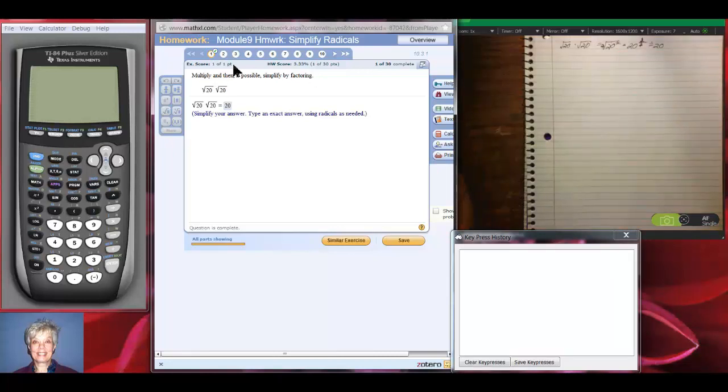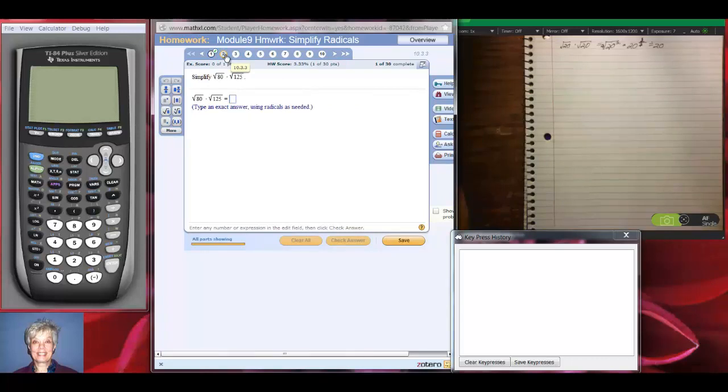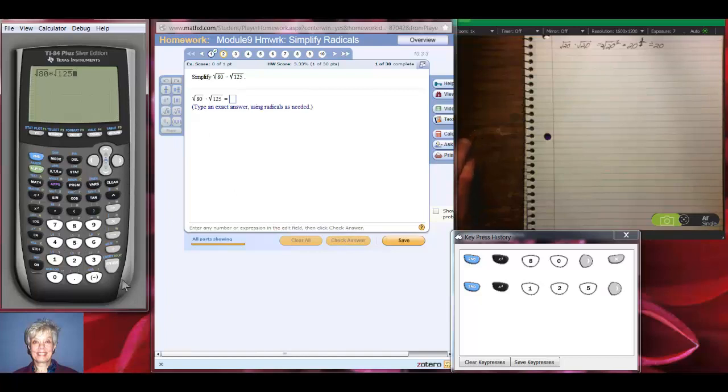Okay, let's go on. The square root of 80 times the square root of 125. Now, I don't know if that's going to be exact or not, so let's check it out. All right, second x squared, 80. All right, and I'll hit the right arrow key, times the square root of 125. Right arrow key, enter. And we get 100. So some of these, when it's numbers, can be done on the calculator.